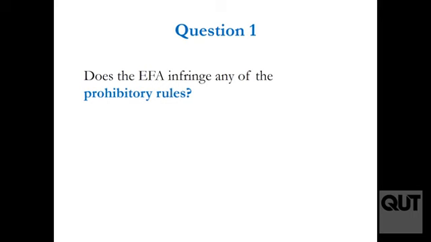The second rule is that federal judicial power can only be vested in bodies which are exclusively judicial in function. What that means, put really simply, is that non-judicial power cannot be vested in a federal court. And the authority for that is the famous decision, the Boilermakers case.